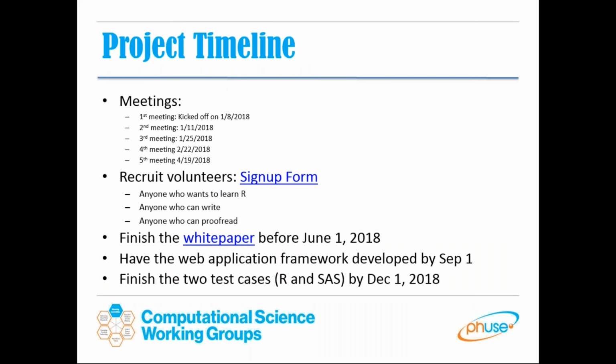So this is our project timeline. We have had 5 meetings so far. If you want to join us, there's a sign-up form that you can use. We want to finish a white paper, which right now is in draft. We hope that we can finish this before June 1st. And then we try to get the web application framework developed by September 1st, and hope that by the end of the year we finish the 2 test cases and document them.